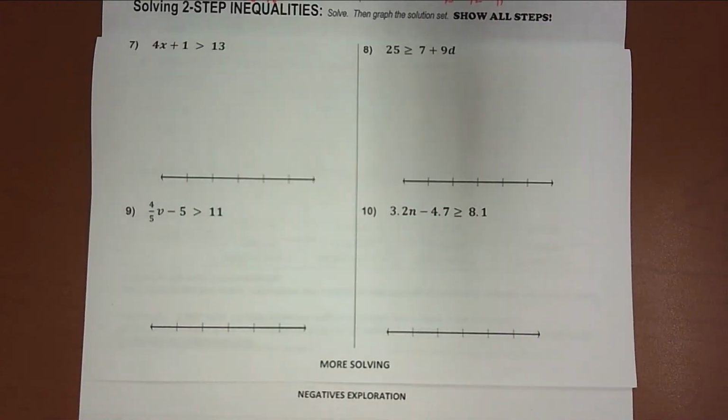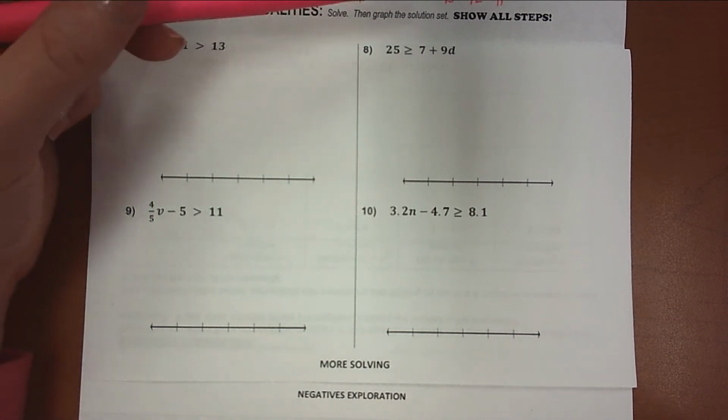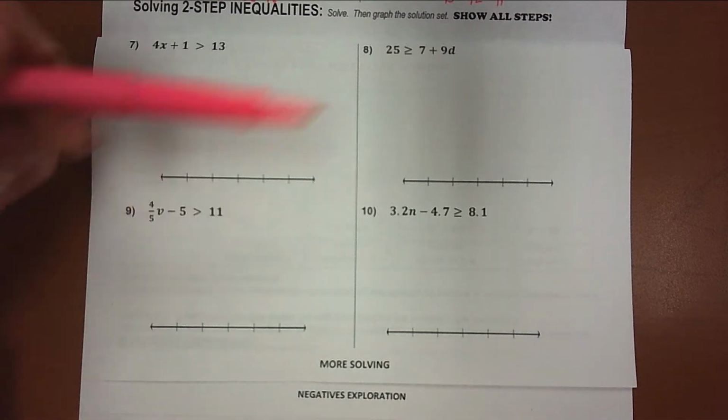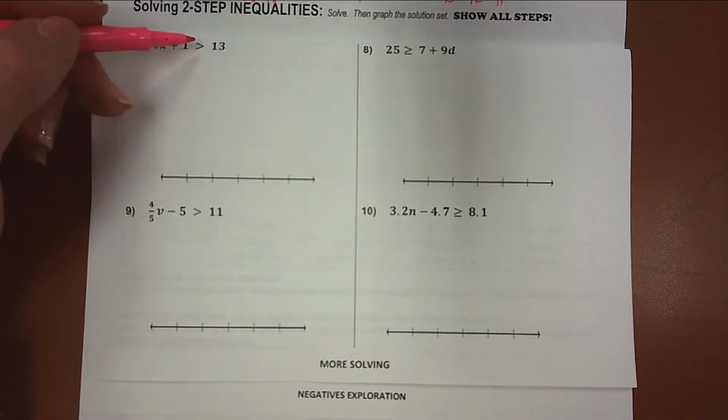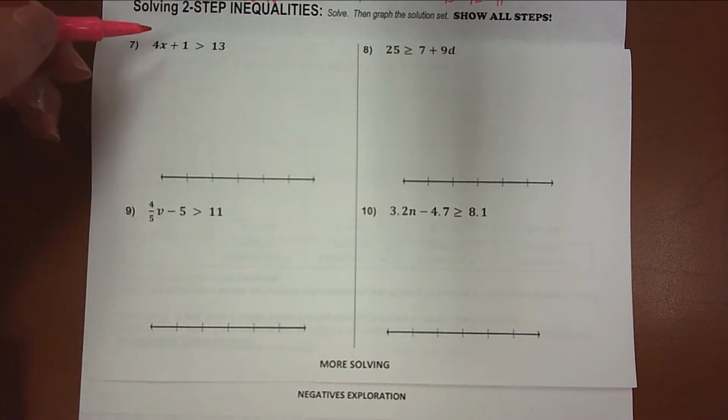Now that we've solved one-step inequalities, we're going to solve two-step inequalities. Very similar to how we solved one or two-step equations. We're going to solve and then graph the solution step for each of these problems here as well. So the first one says 4x plus 1 is greater than 13.